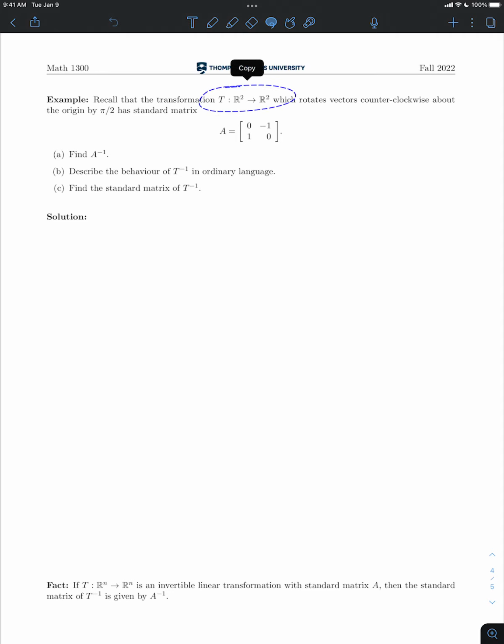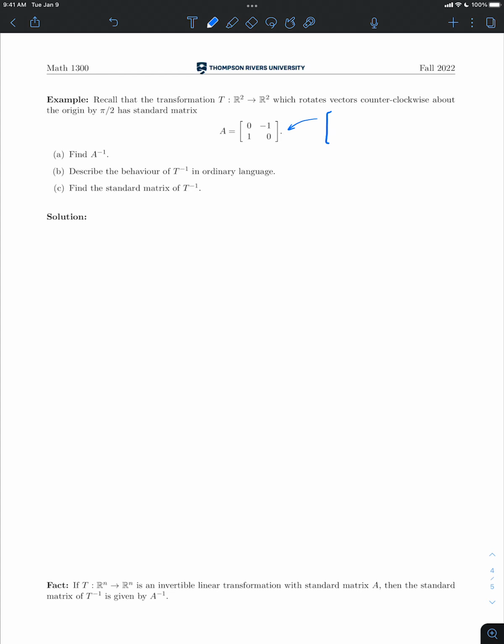So we've got a transformation T going from R2 to R2, and what it does is it rotates vectors about the origin in a counterclockwise direction by pi over 2. And the standard matrix of that transformation, well, is right in front of you. It's this matrix A. And I just want to remind you where this comes from because we're actually going to need to use this in part C.